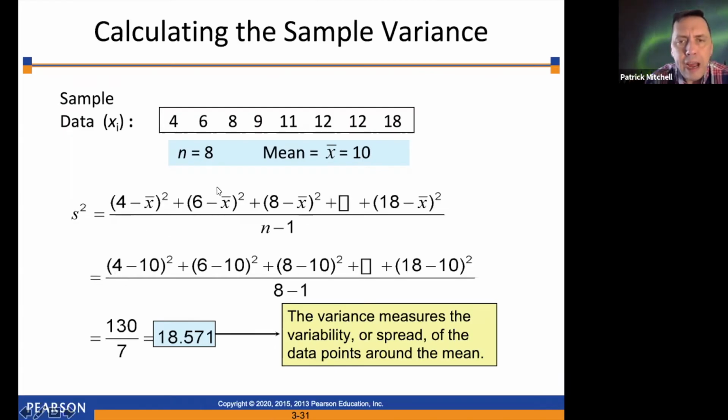You subtract 10 from each and every data value, you square all of those differences and add them all together, and then finally divide by the sample size minus 1. In this case, that comes out to 130 divided by 7, which to 3 decimal places comes out to 18.571. That's the variance. It measures the variability or spread of the data points around the mean.